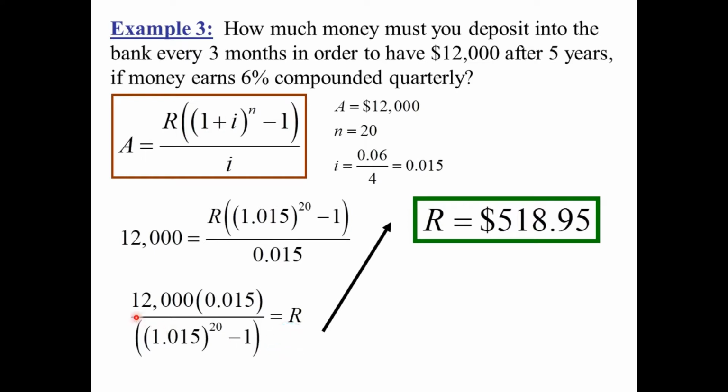Again, one has to take their calculator and do it. Here's a couple of suggestions. There are brackets on your calculators. So if you figured out the numerator, went 12,000 times 0.015, and then hit equals, and then hit divided by, you can open a bracket and write in 1.015 to the 20 minus 1, and then close the bracket. And then hit equals, and it should give you this number. So do it yourself. Learn how your own calculator works. They're all different.